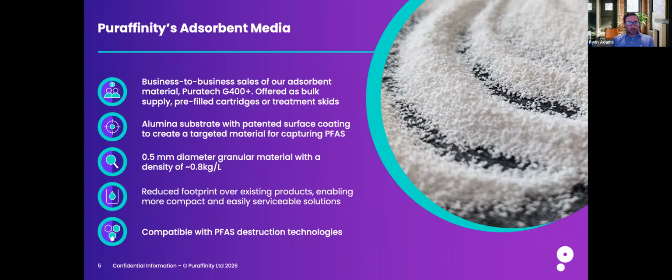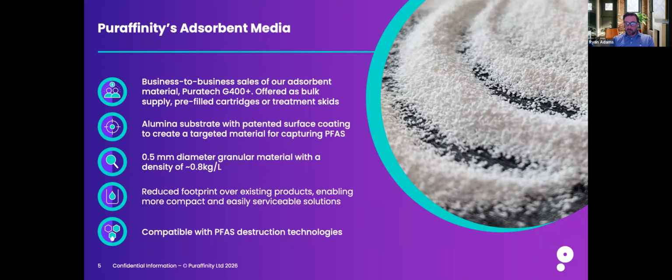The G400 Plus is an alumina substrate, so a patented surface coating creates a targeted material for capturing specifically PFAS. So we are dedicated to specifically capture PFAS, where a lot of legacy products have competing ions that they are targeting as well. You can see the size there: 0.5 millimeter diameter, granular material, density roughly 0.8 kilos a liter. With that, we can reduce footprint over existing products, enabling a much more compact and easily serviceable solution. It's also compatible with different PFAS destruction technologies.